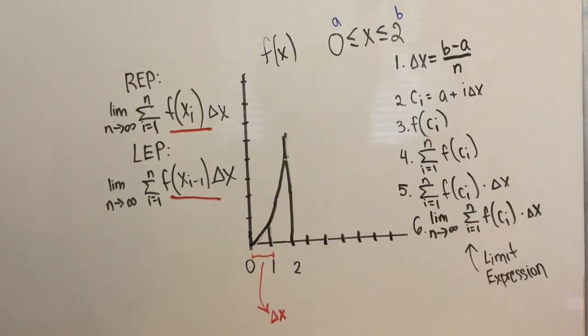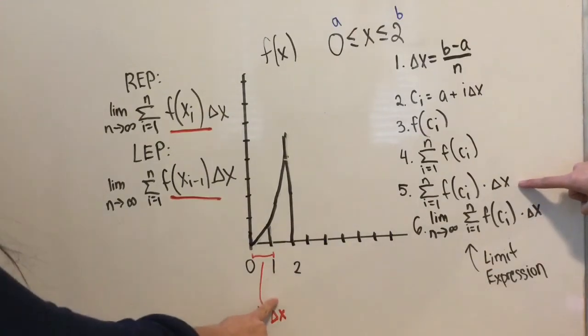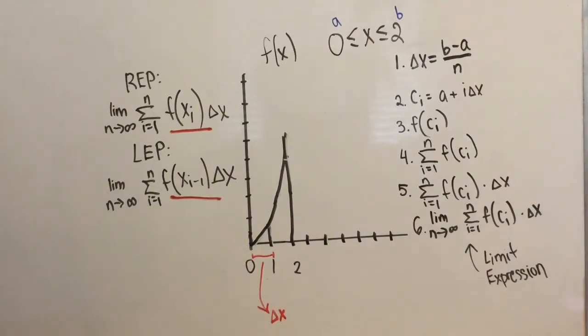Step 3 is just to plug in c sub i into the function f of x. Step 4 is doing the sigma notation of f of c sub i. The sigma notation represents the total number of rectangles under the bounded curve. You get the height of all the rectangles in the bounded area. In step 5, you multiply the heights by delta x, which is the width. This is because width times height equals the area of the rectangle.